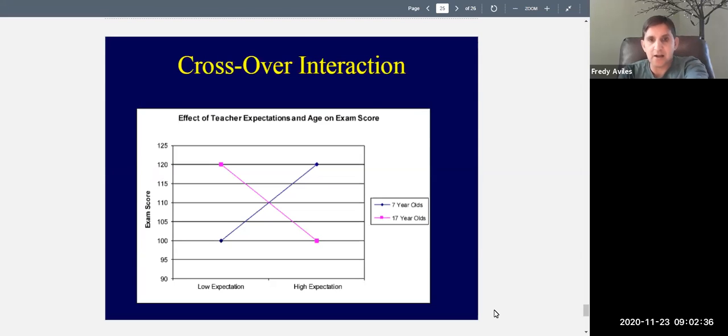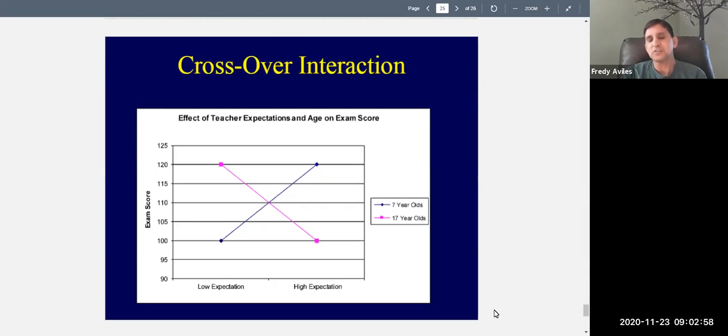The exam score is down there, it's 100, okay? But when the teacher has high expectations for those 7-year-olds, the dot on the upper right, so look at high expectations, go up to the blue dot. That's when the teacher cares about the students, thinks they're smart, right? Expects them to do well. Now students do better, okay?